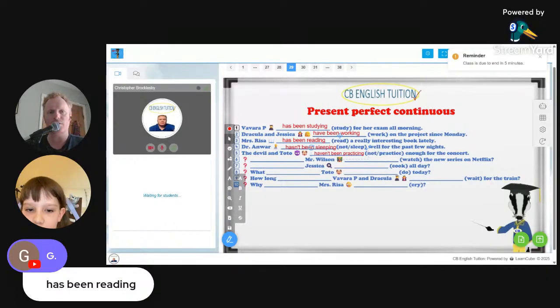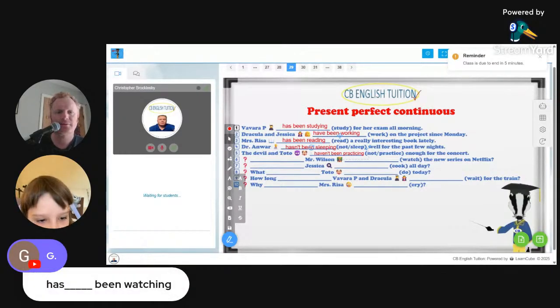Number 6, Mr. Wilson. What has Mr. Wilson been doing? From Sherlock Holmes, if somebody doesn't know. Yeah, Wilson is in one of the Sherlock Holmes books about something. What has G said, Varvara? Has been watching. Yeah, can you read the full sentence, the full question? Has Mr. Wilson been watching the new series on Netflix?